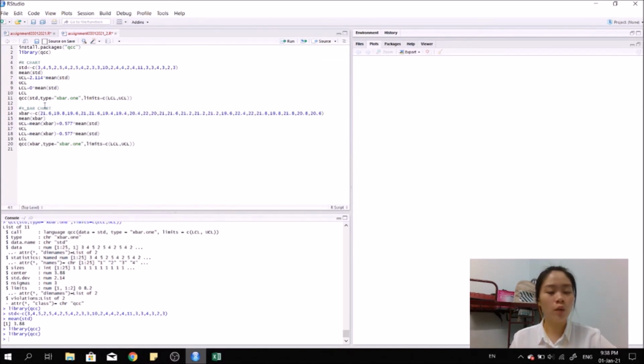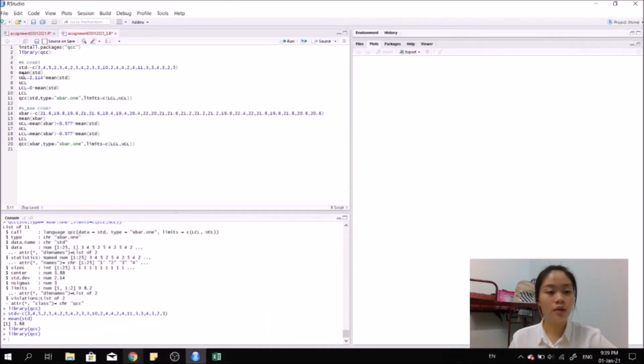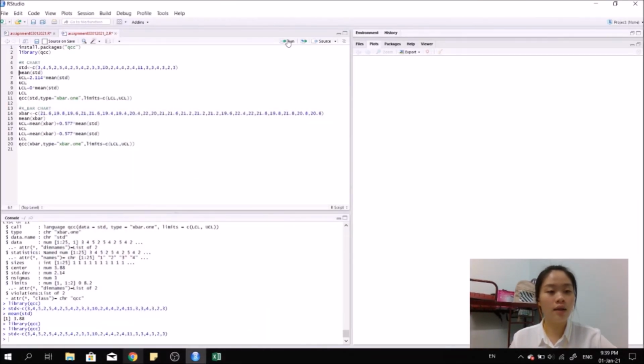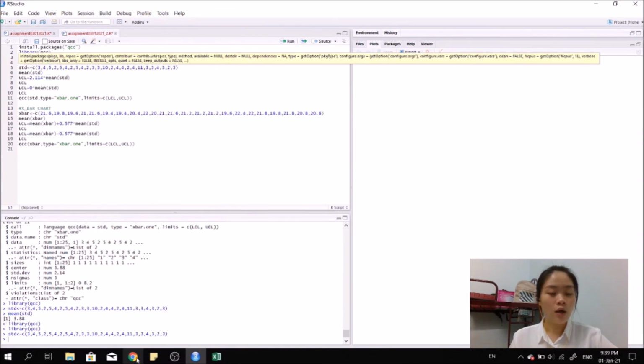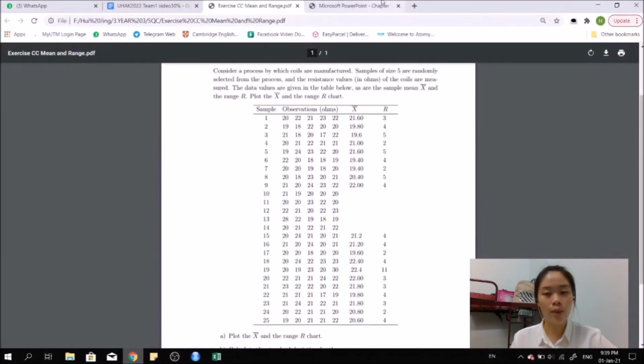Before we plot an X bar chart, we need to make sure that our R chart is in control. So let std be the value of the R chart. From the R here, we need to type all the R values into the std here. We run, and then to plot an R chart, we need to have the upper control limit, lower control limit, and the control limit.